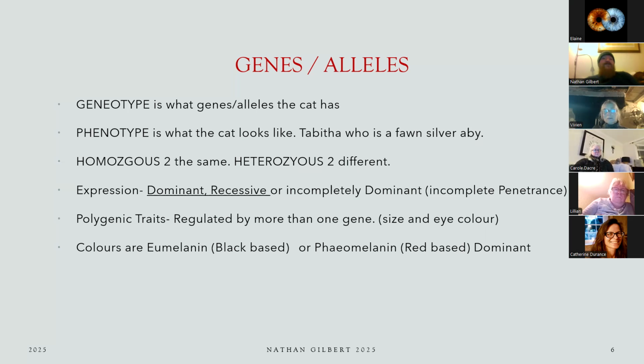Homozygous are where two are the same, and heterozygous are where two are different. So there'll be lots of examples of that for all the colors and patterns as we go through. If they get the same gene from both parents, they're then homozygous, they've got two the same, they can only pass that one on to their offspring, there's no other option. If they get a different one from each parent, then it's a roll of the dice, which one they pass.